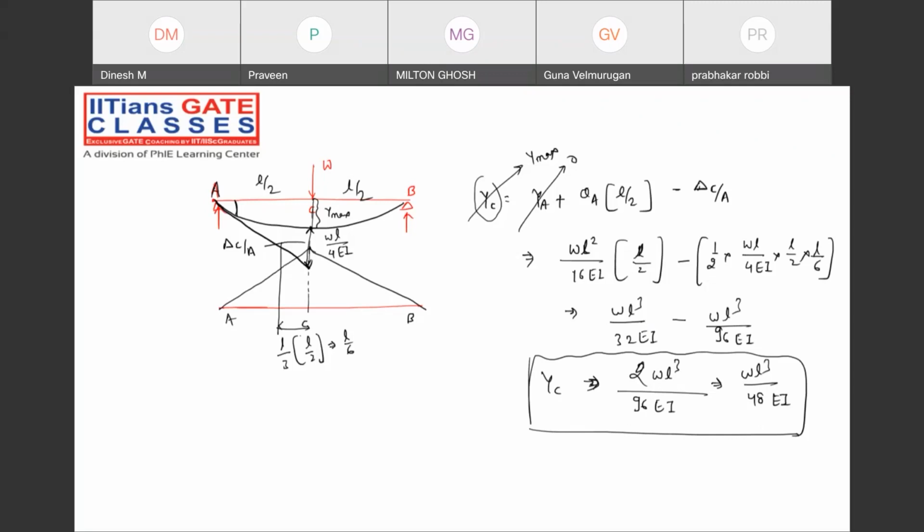That will be the answer for the deflection. That is going to be the answer for deflection, my dear friend. That's a very, very important thing. That's a very, very important conclusion we can draw.